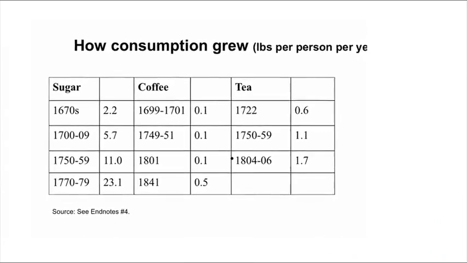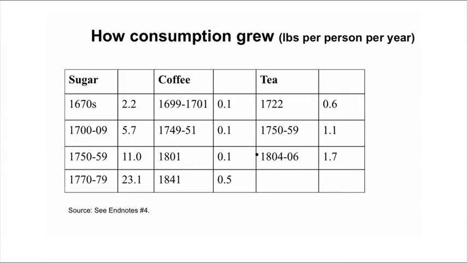So you can see that from the 1670s through to the late 18th century, the consumption of sugar per person in England increases more than tenfold. The amount of coffee is increasing, and the amount of tea is increasing substantially also. So through this trade with the New World, Europe was able to vastly expand the range of foodstuffs it had available.